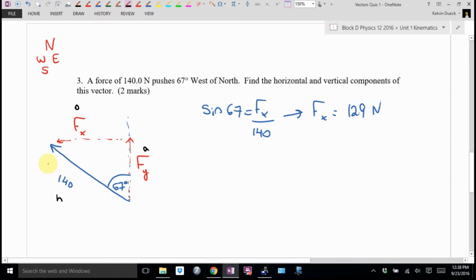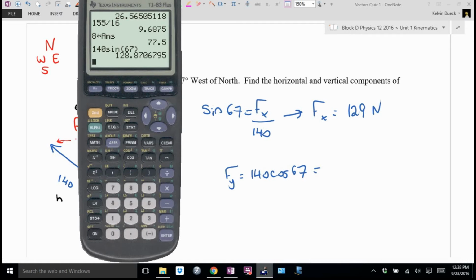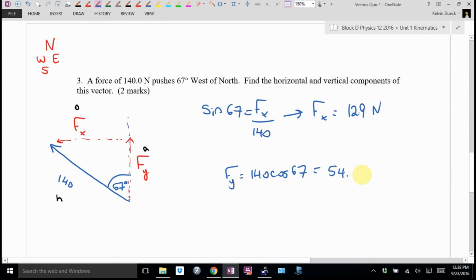Which trig function am I going to use to find Fy? Cos. In fact, I think it's going to end up being almost the same thing. I think Fy is going to end up being 140 cosine 67. Do the trig. And I get 54.7, is that right? And again, you could call that north. You could call that up. I really didn't ask for a direction. I said break it into components.